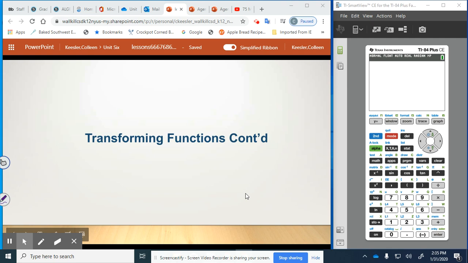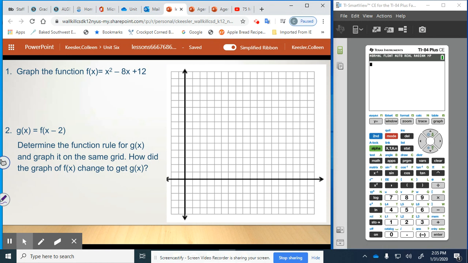All right, gang, today we're going to do one more day of transforming functions. So we have the equation f of x equals x squared minus 8x plus 12. So let's start by pulling up that table and graphing it on the coordinate plane.